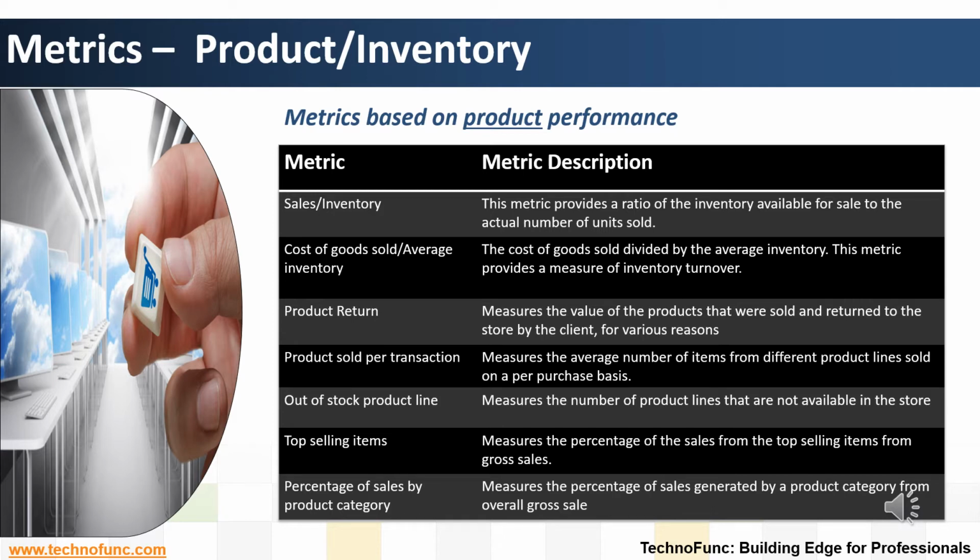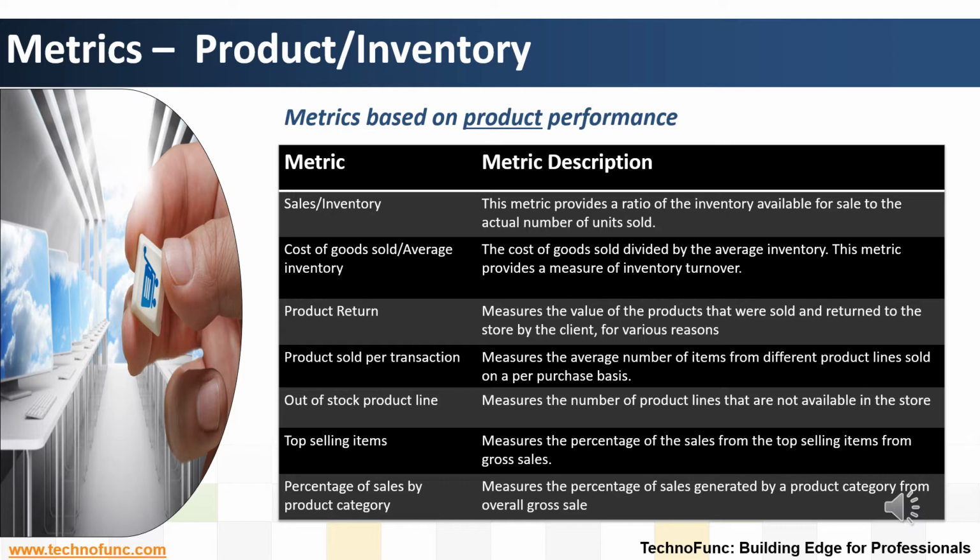Product returns measures the value of the products that were sold and returned to the store by the client for various reasons. Products sold per transaction measures the average number of items from different product lines sold on a per purchase basis. A product line refers to a number of related products that are developed by the same manufacturer. Out of stock product line measures the number of product lines that are not available in the store.